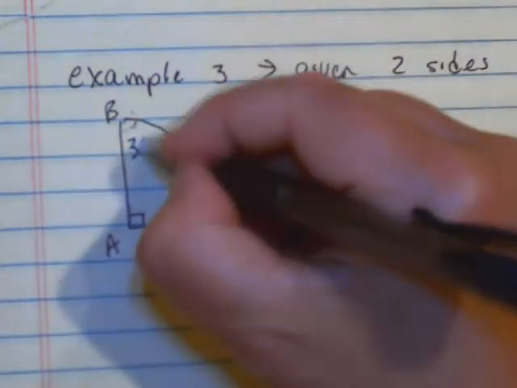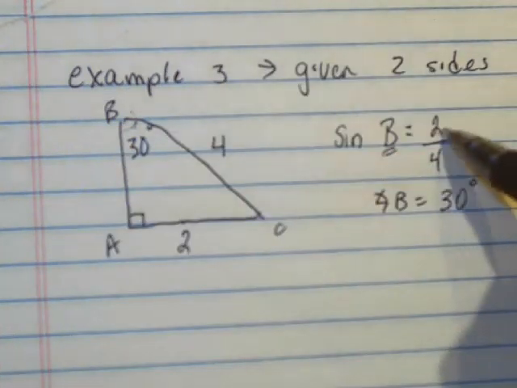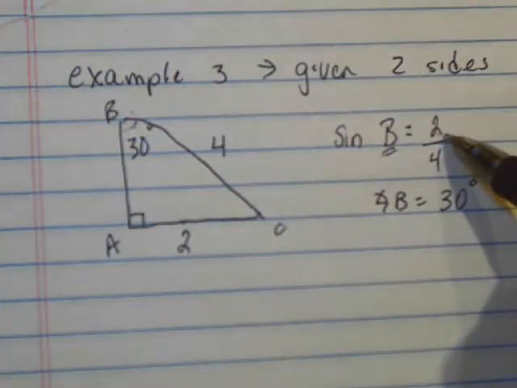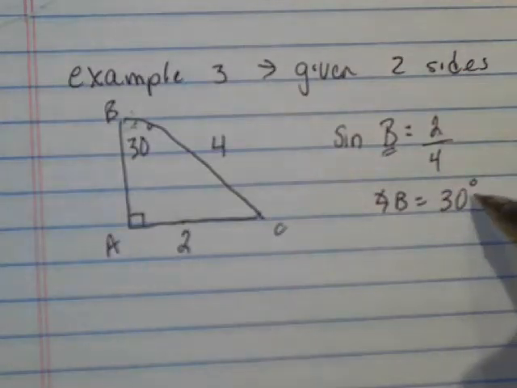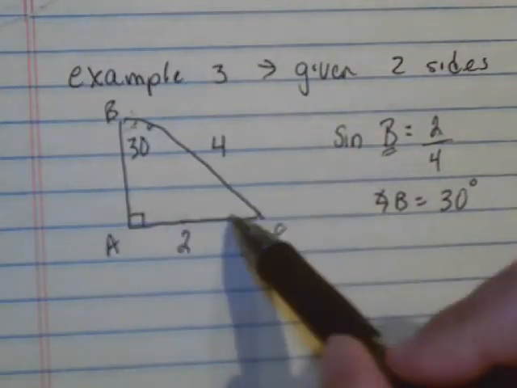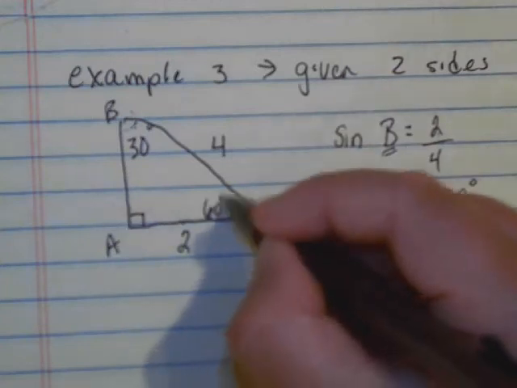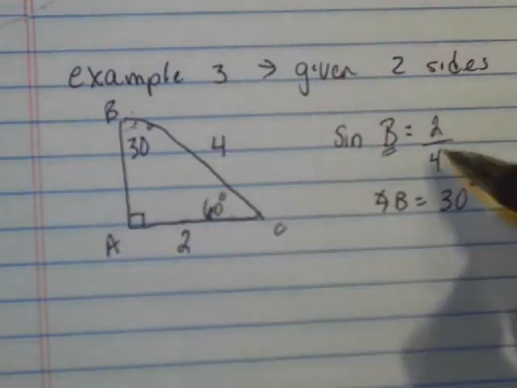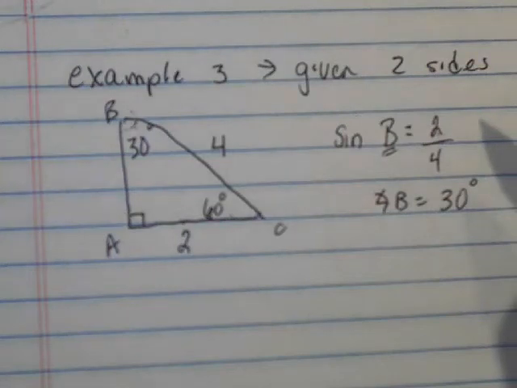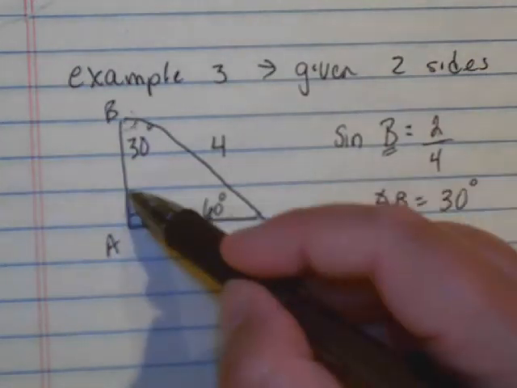Hey, that makes sense. We know that one, right? 2/4 is the same thing as 1/2, and we know that when sine is 1/2 on the unit circle, it's 30 degrees. So I can find then this angle would be 60 degrees. Yours may not work out that good if it's not something on the unit circle. And then I'm going to go ahead and find side C.